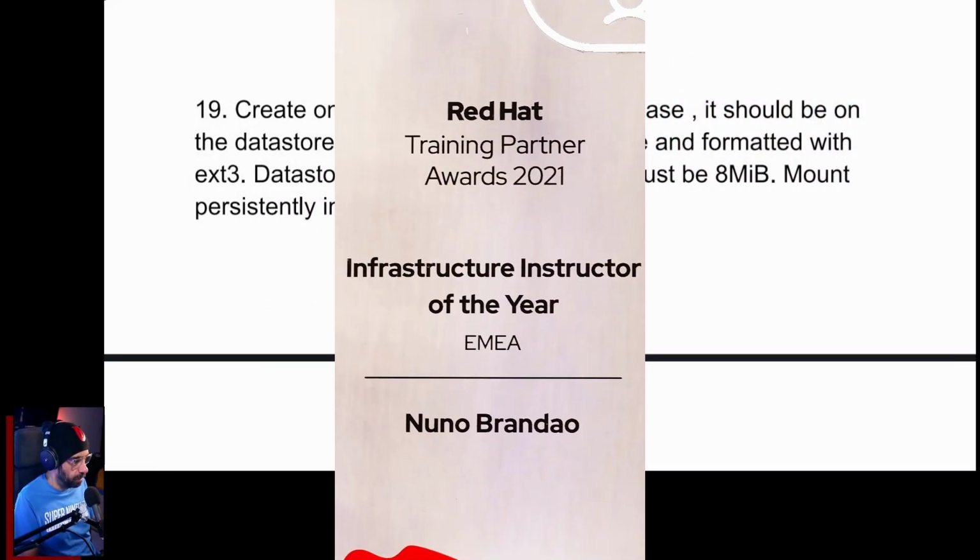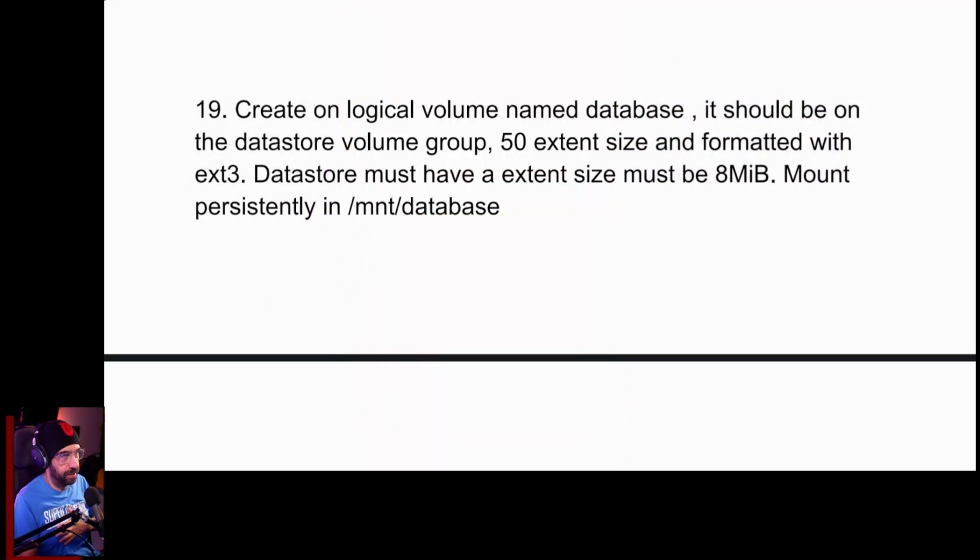Let's go. So question 19 is about, or task 19, call it what you want. Create a logical volume named database. I also have many videos about logical volumes, go and check them out. Create a logical volume called database. It should be on the datastore volume group, 50 extents, formatted with ext3. Datastore must have an extent size of 8 megabytes.